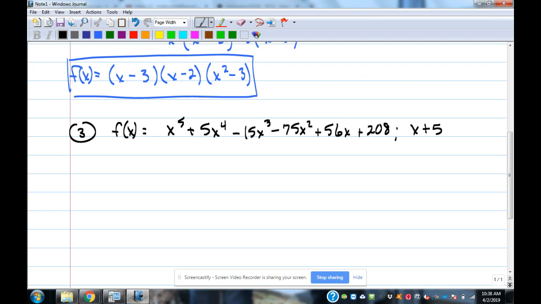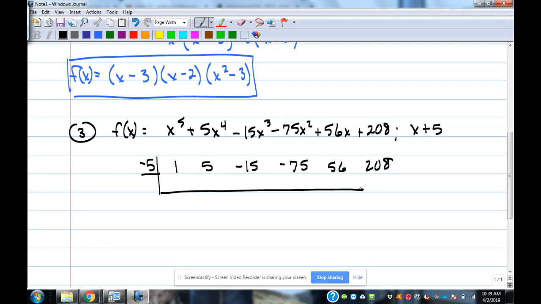Or if I knew some other way of factoring that first problem, the original problem, like if I could do grouping with it already, maybe I could try that. But synthetic division, if there's not a GCF, that should be your first step. Okay, so let's set up the synthetic division for this problem. What goes on the shelf for this one? -5. Just remember, it's going to flip the sign of that. Always going to be the opposite. So then we have 1, 5, -15, -75, 56, 208.